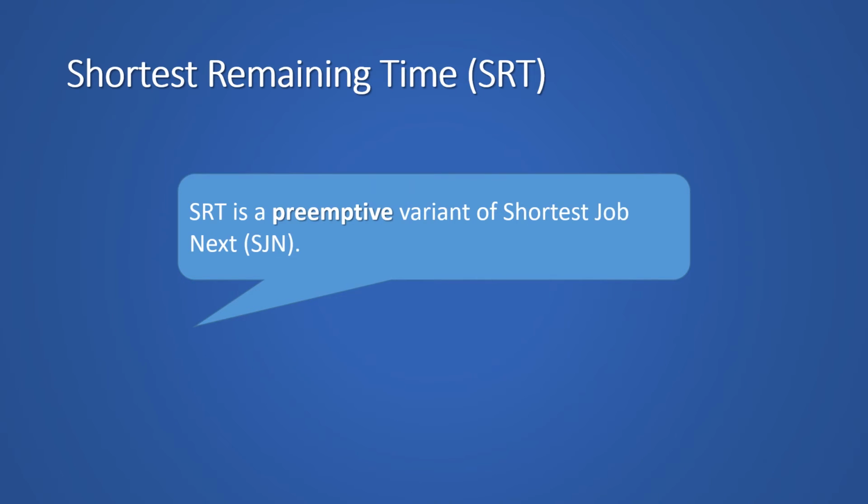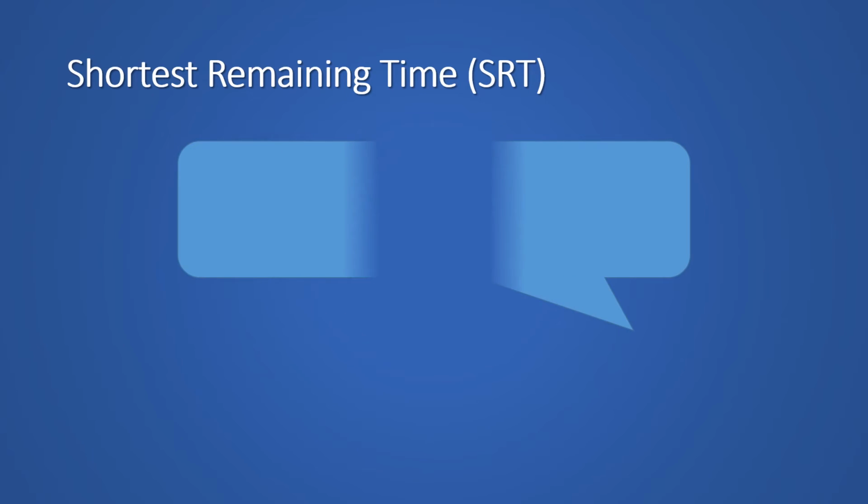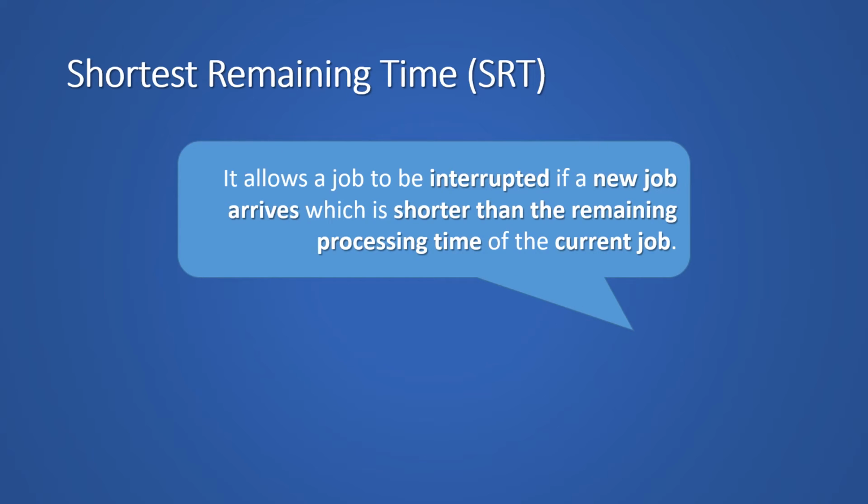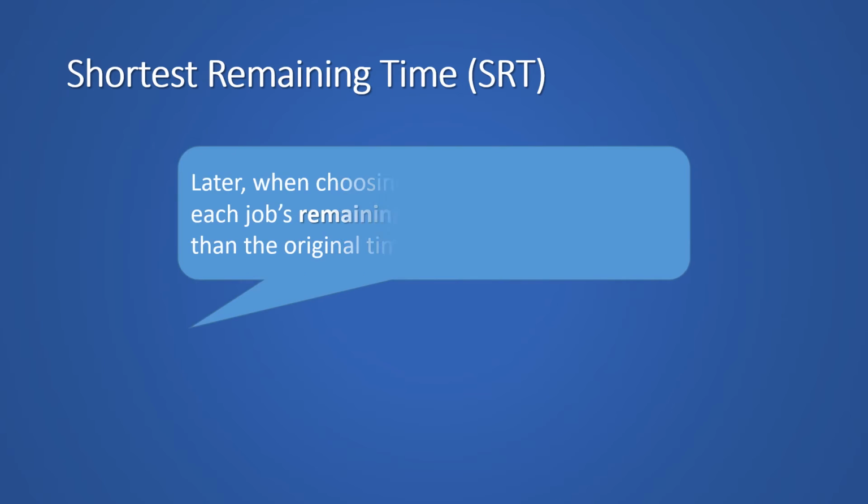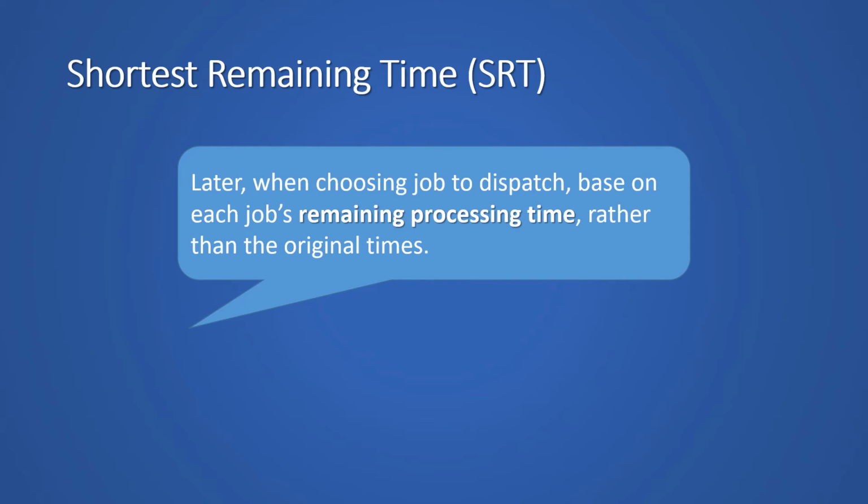SRT is a preemptive variant of shortest job next, SJN. It allows a job to be interrupted if a new job arrives which is shorter than the remaining processing time of the current job. Later, when choosing a job to dispatch, base it on each job's remaining processing time, rather than the original times.